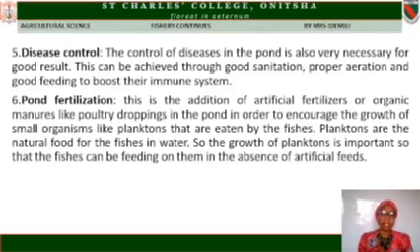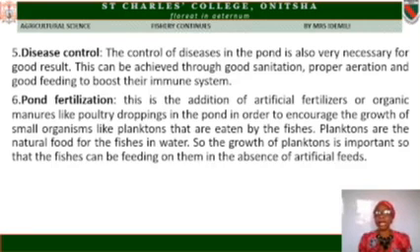Then number 6, pond fertilization. This is the addition of artificial fertilizers or organic manure like poultry droppings in the pond in order to encourage the growth of small organisms like planktons that are eaten by the fishes. Planktons are the natural food for the fishes in water. They grow on their own inside the fish pond.